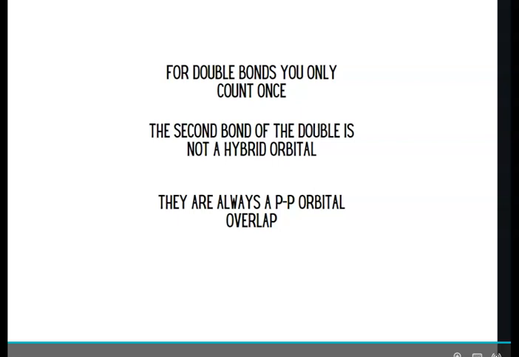I want you to understand also double bonds only count once when it comes to orbital hybridization. If there is a second bond or a third bond, that is not a hybrid orbital. In those cases, it's a p-p overlap. Let me show you an example. Think of carbon dioxide. If you can, draw the Lewis structure.